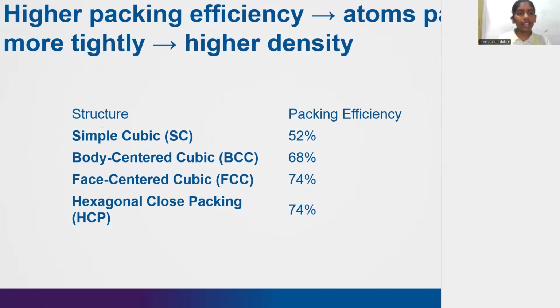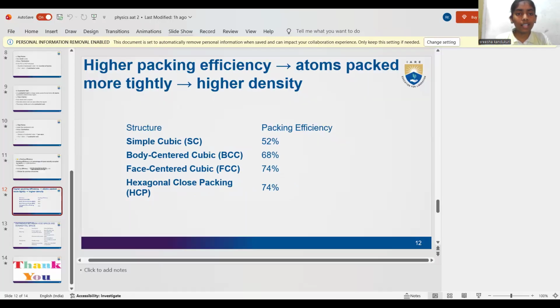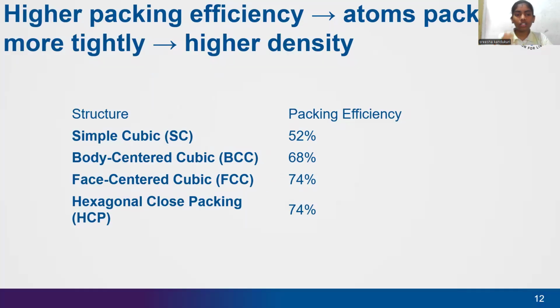Higher packing efficiency means atoms are packed more tightly, giving higher density. This is the proportionality: the higher the packing efficiency, the more the atoms are packed, and the more tightly packed, the higher the density. So now we'll see the packing efficiency of each structure.